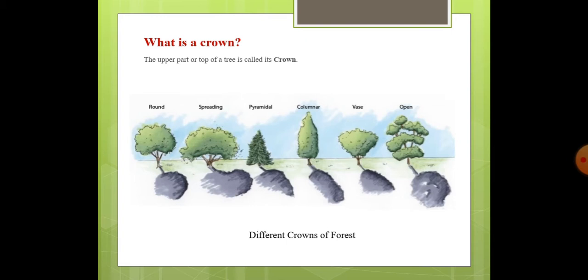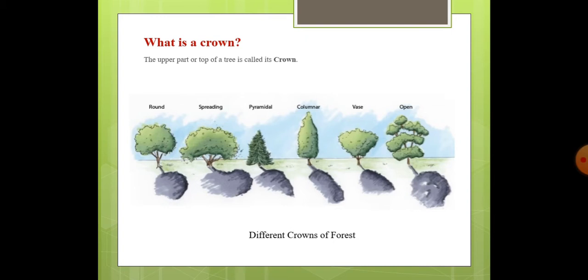Every tree has its own circumference of growing shape, you can say. For example, if you see a banyan tree or peepal tree, it has a circumference like a round shelter which it is giving to the land. So that will be known as round. And if the tree is spreading, like all the branches are falling here and there, the crown will be known as spreading.